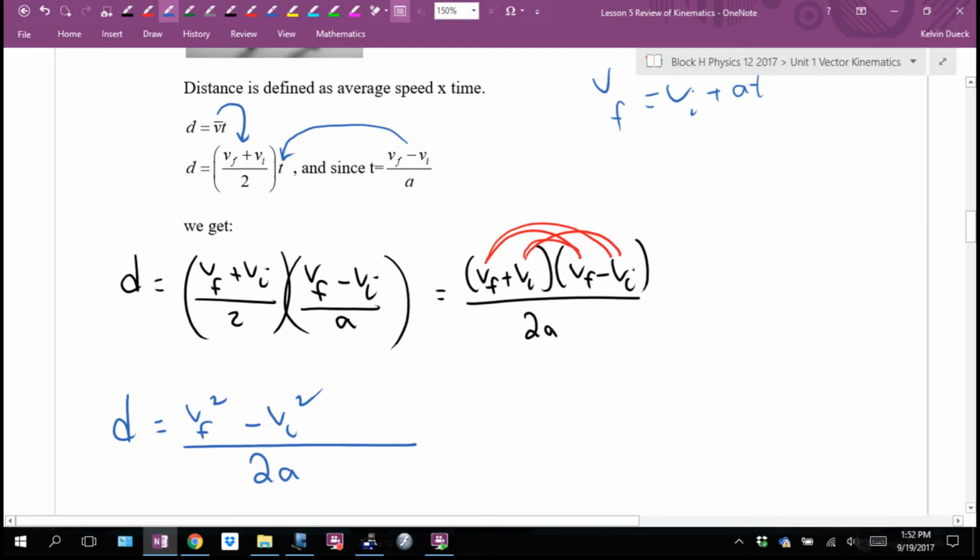Yes? And now if we get the VF squared by itself, wouldn't we times the 2A over? And then plus the VI squared over? And I think if we did that, the D would stay where it was. I would times the 2A over. I would plus the VI squared over. And that would leave me with the VF squared by itself. There. Are you ready?